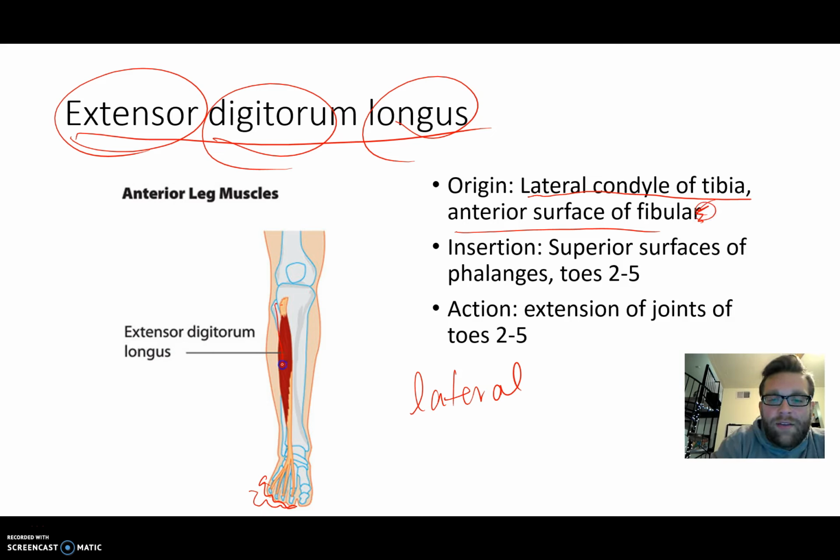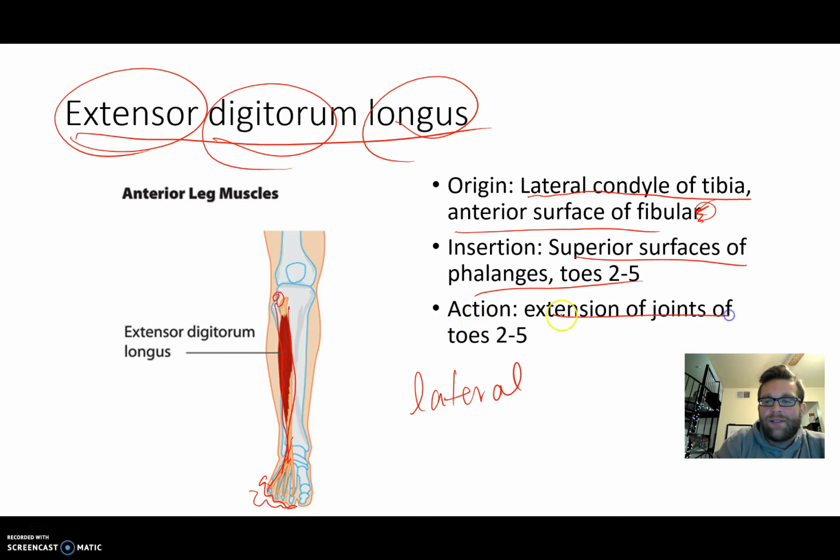So it's going to run down the front of the fibula, right, starting at the lateral condyle of the tibia, and it's going to run down here, and it's going to insert on the superior surface of all your toes. So this is actually what causes extension of your toes. So if you bend them like this and you extend them forward, right, that is your extensor digitorum doing that. So actually when I do this motion with my hand, I'm going to bring it and extend it out. It's the same named muscle, but it's in your hand. Extensor digitorum is part of that in your hand.